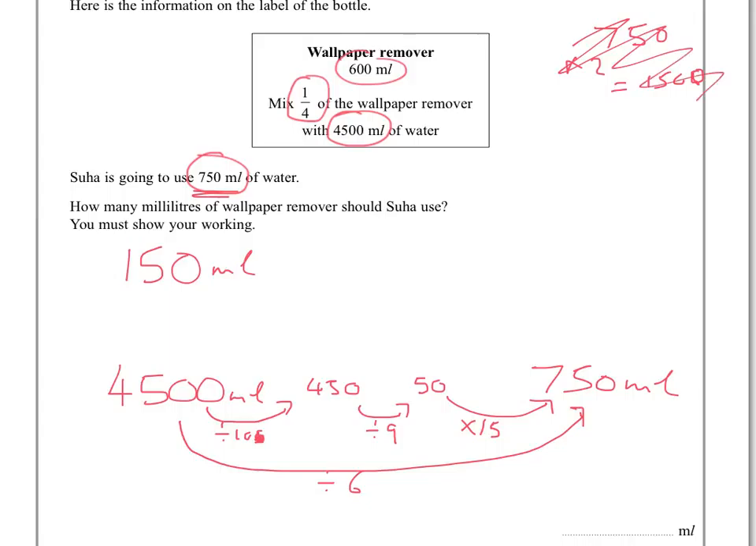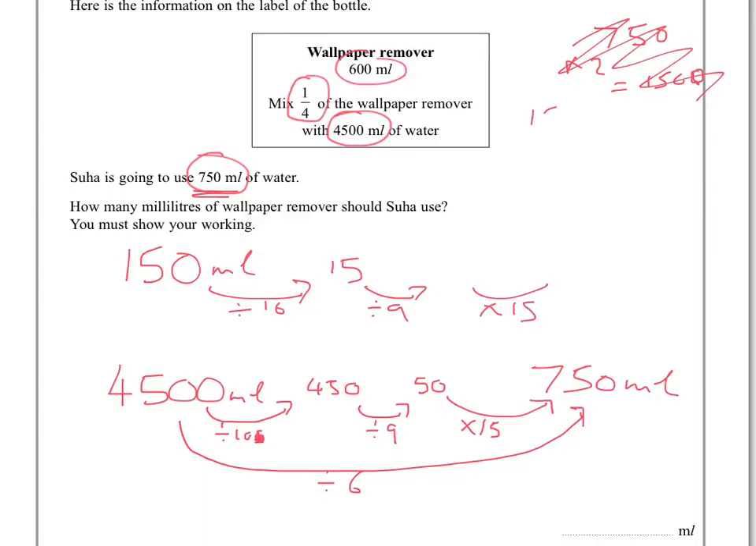So here's a more likely route. Divide by 10, divide by 9, times by 15, because we are on a non-calculator paper after all. So 150 divided by 10 is 15. And then we've got to divide by 9 and then times by 15. Now this is the tricky bit, 15 divided by 9.